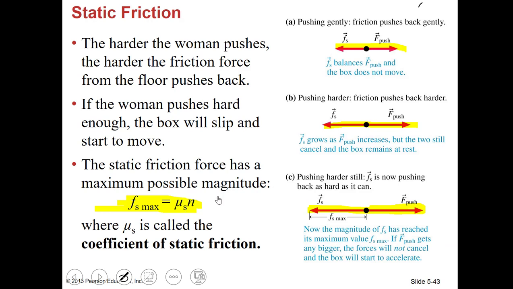Just in general, the amount of static friction that you have is less than or equal to mu sub s times the normal force. Okay? The useful way of looking at the formula is where it's equal to, you can figure out the maximum amount, but just to be specific, the amount you have is less than or equal to mu sub s times the normal force.